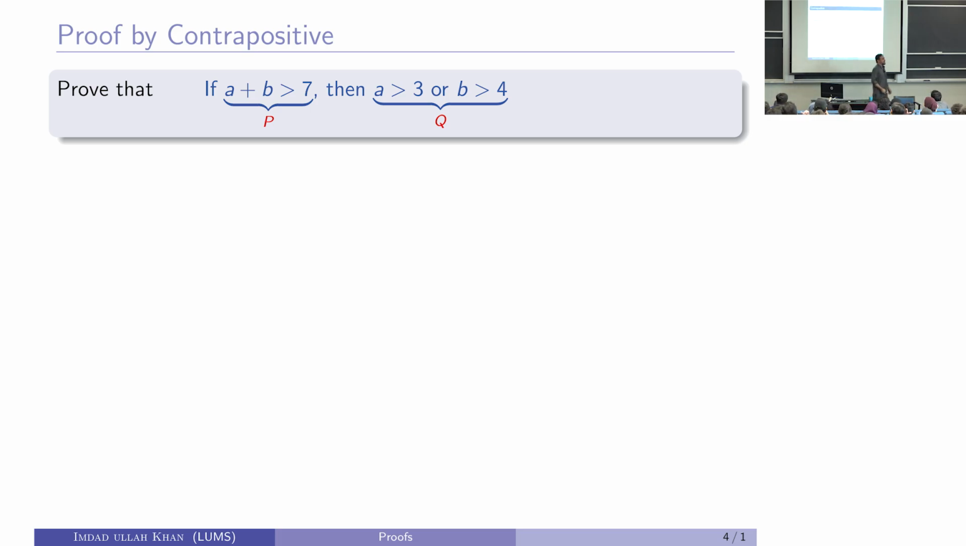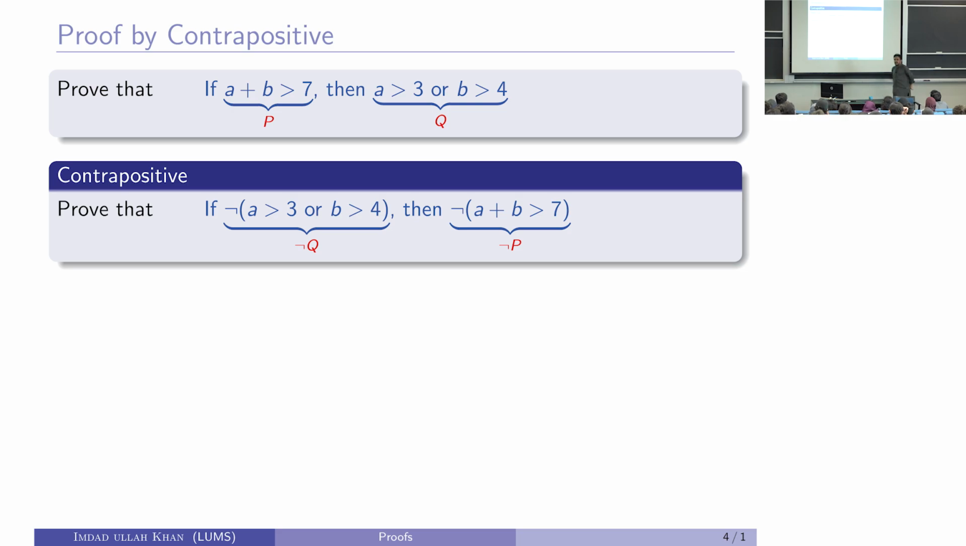So, let us see what is the contrapositive of this statement. The contrapositive is that if not q is, what is not q? The negation of a greater than 3 or b greater than 4, right. What is that? We will apply De Morgan's law, and that is the negation of a greater than 3 and the negation of b greater than 4, right. So, if a is less than or equal to 3 and b is less than or equal to 4, then not p is that a plus b is less than or equal to 7. Is this clear? So, not p is easy.